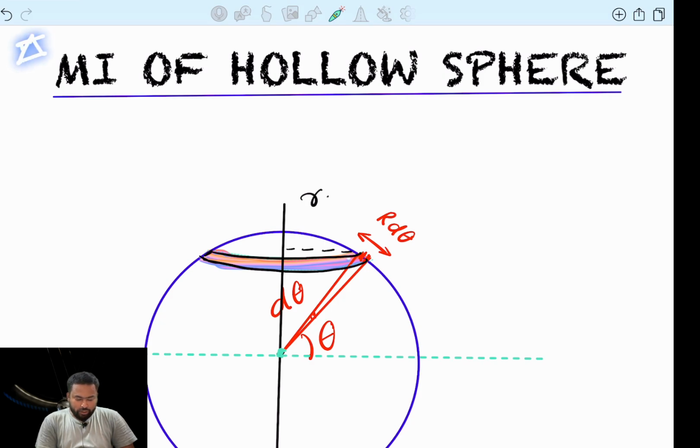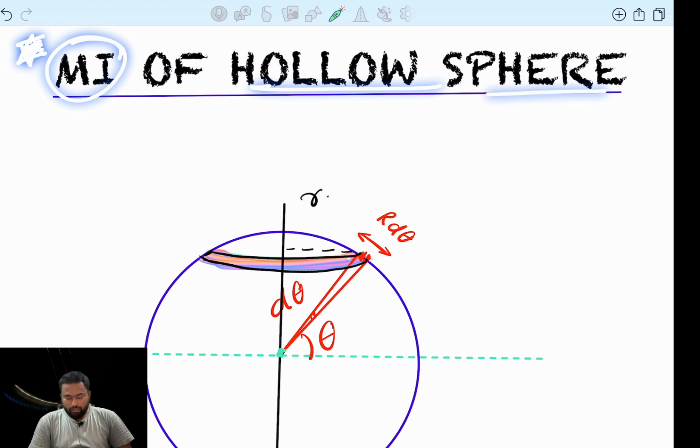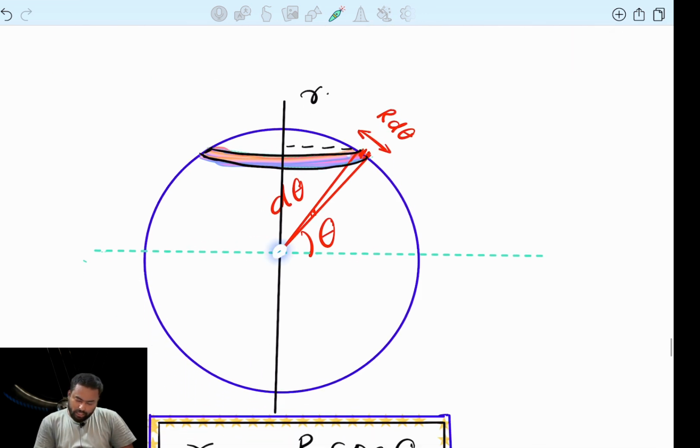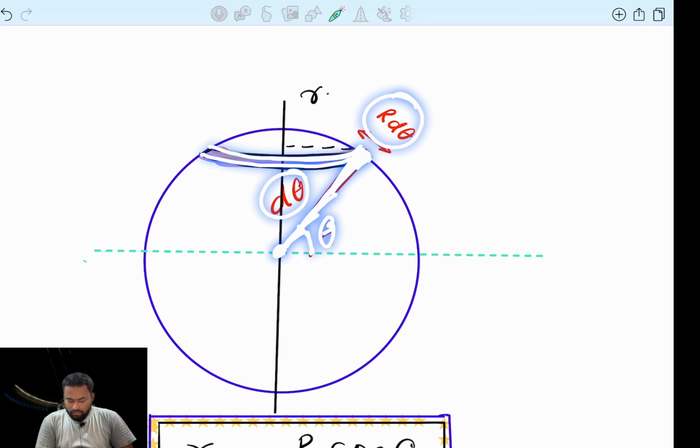Okay, so now we are going to see the derivation of the moment of inertia of a hollow sphere. So for a hollow sphere, we can take an element of a ring shape. We'll go at angle theta and an extra elemental angle d theta. That would give an arc r d theta, and we'll circumscribe it around this sphere.